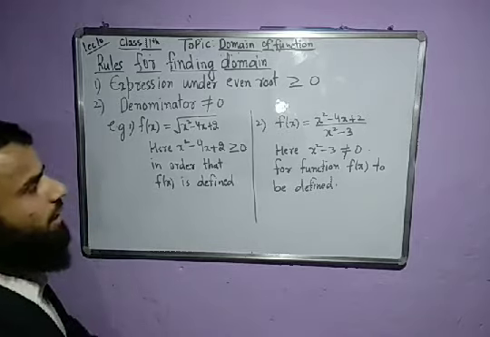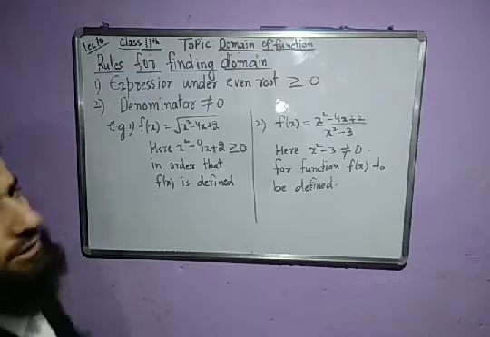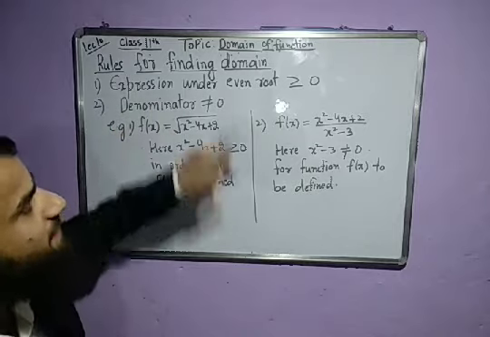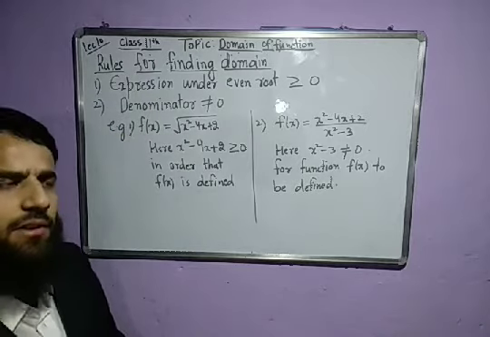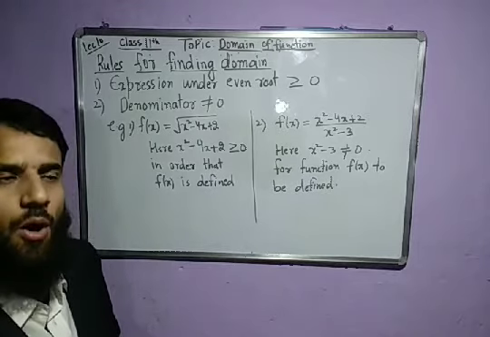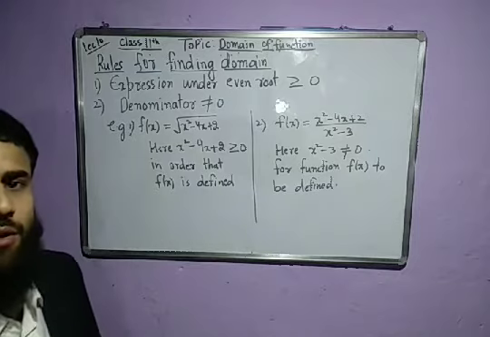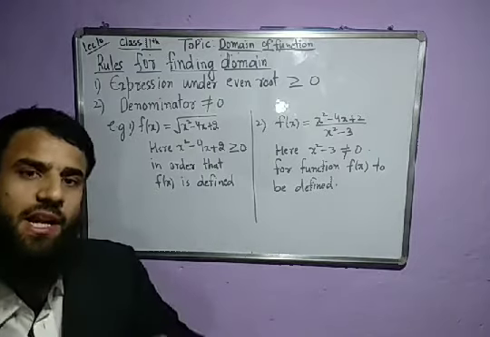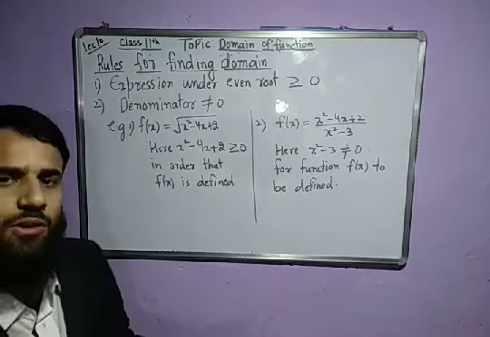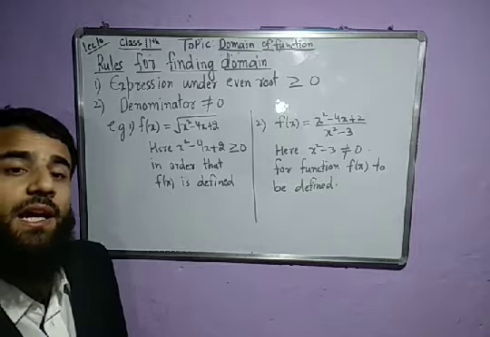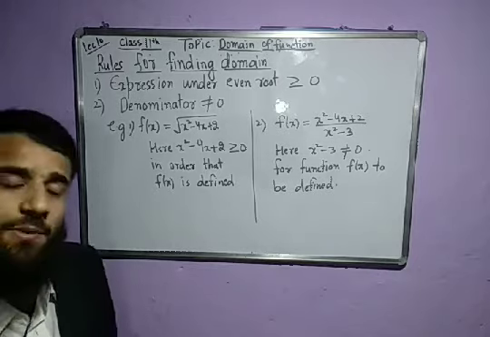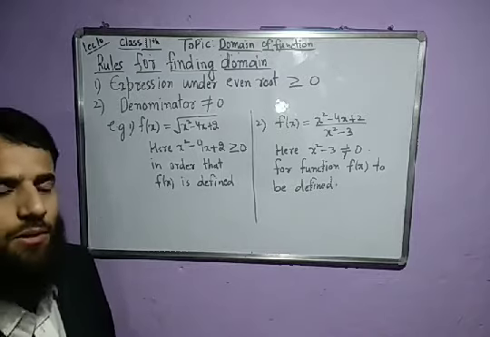Okay. Now, we have two rules for finding the domain. These are very simple rules. One rule is that if you have an expression under an even root, what do we mean by even root? That is square root, fourth root, sixth root, eighth root. The expression under that even root should be greater or equal to 0. Why? In order that the function is defined, in order that the function is real, we need the expression under the even root to be greater or equal to 0.